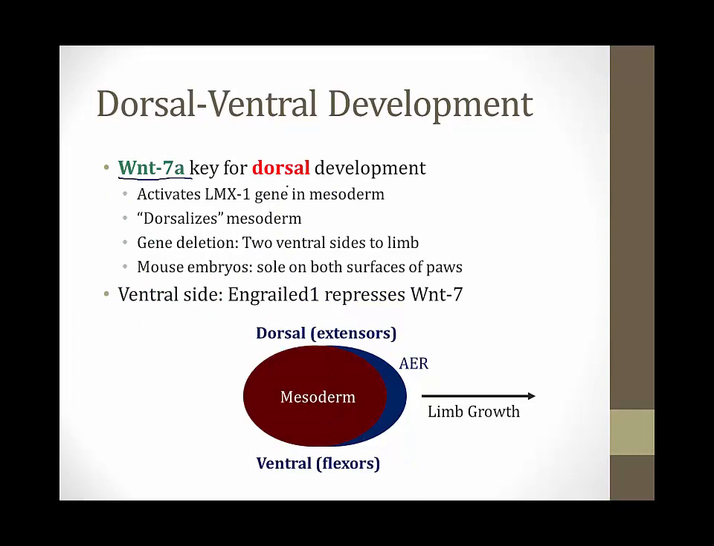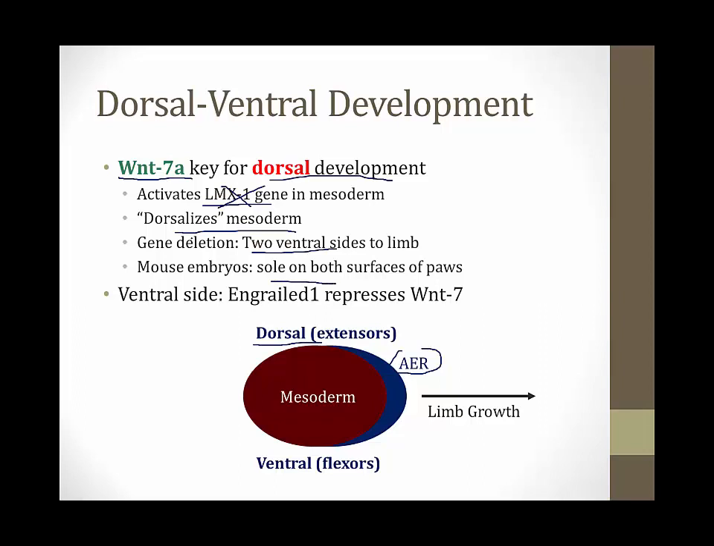WNT7A is the key gene for development of the dorsal side of the limb. This gene is active in the apical ectodermal ridge, and it influences the underlying mesoderm to develop into the dorsal surface. The way this gene functions is its product activates a gene called LMX1 in the mesoderm, and this dorsalizes the mesoderm. And the reason we know this is because experiments have been done in which the LMX1 gene was knocked out, and this leads to limbs that are produced with two ventral sides. In mouse embryos, the mice are born with soles on both surfaces of their paws.